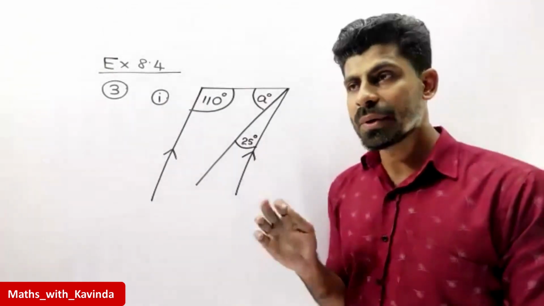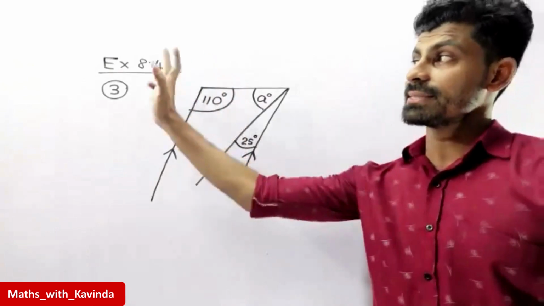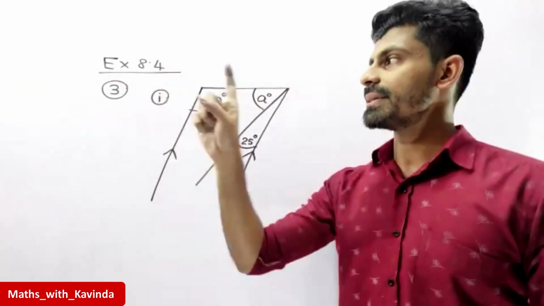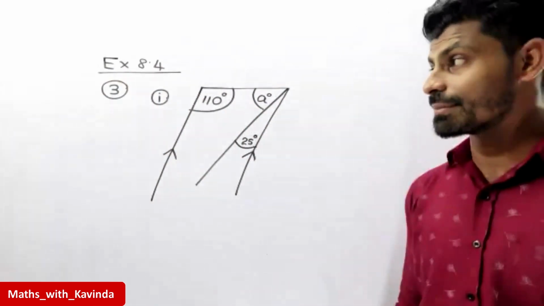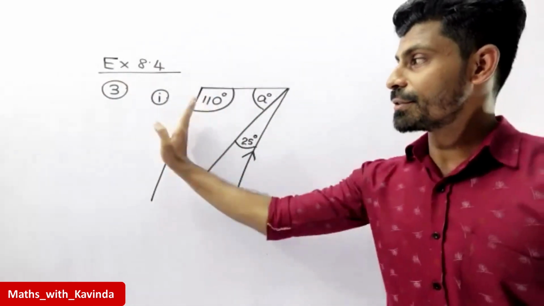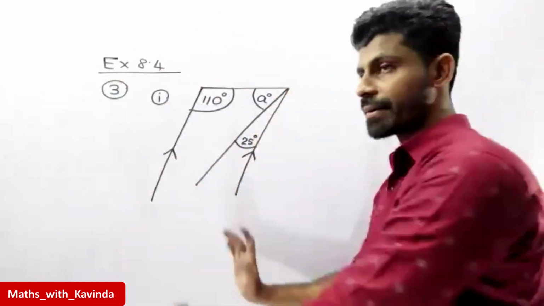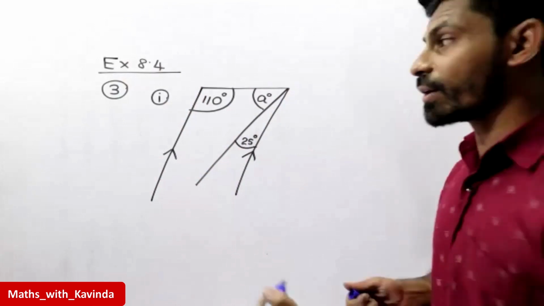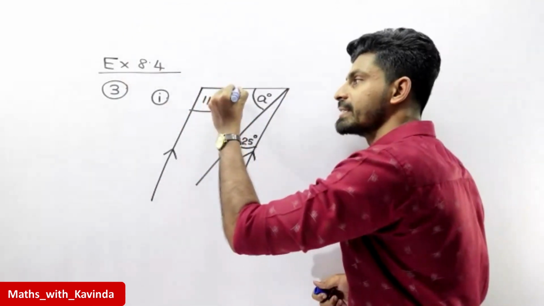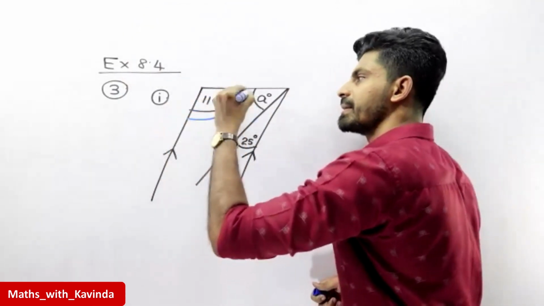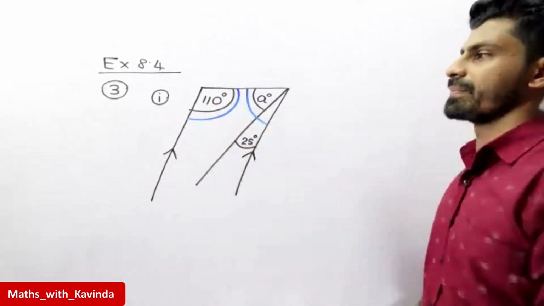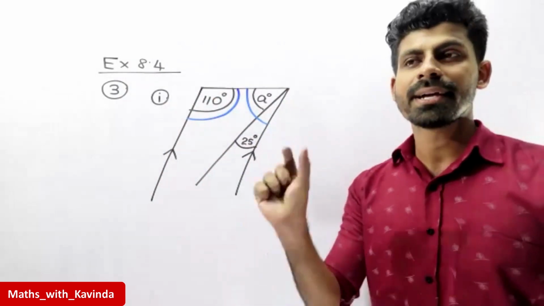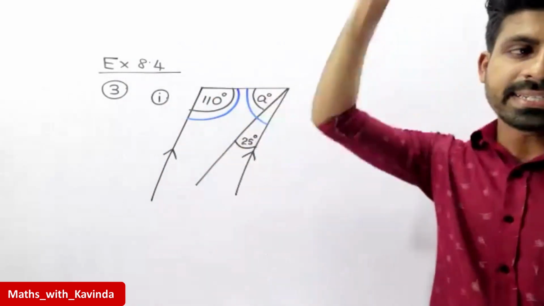So let's discuss some questions. Exercise 8.4, question number 3, the first paper, first question. Look at this one. Those two lines are parallel, so we can take alternate angles. Alternate angles means this one plus this one, the sum of alternate angles equals 180.